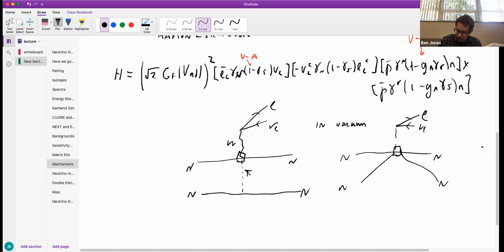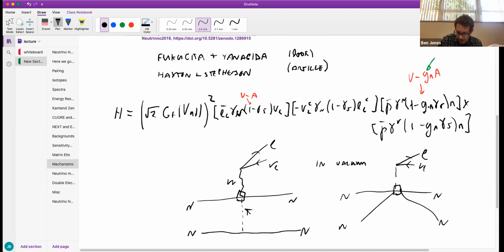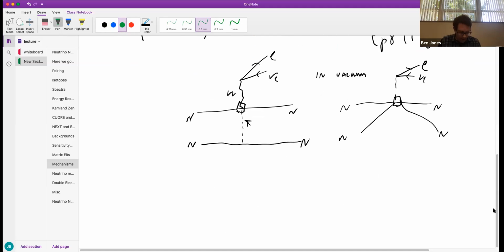But the obvious question then is why do they only correct this? Oops, not that piece. Yeah, why do they only correct this piece and not this piece? Why do they only correct the axial current, not the vector current? And actually, this comes from something called the conserved vector current hypothesis, or CVC.